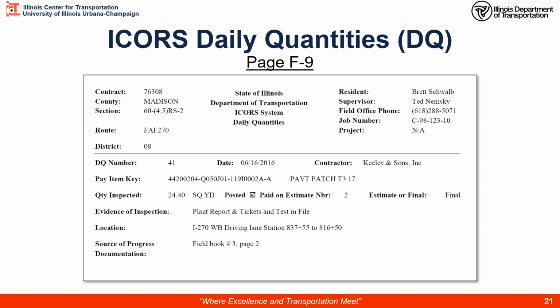Here's the evidence of material inspection that was required that must be documented in the quantity book. Here's our location and the source of progress documentation. That would be our source document. Field book number 3, page 2 tells us how we got this 24.4 square yards. This book should also include any other information required for documentation for this type of pay item.